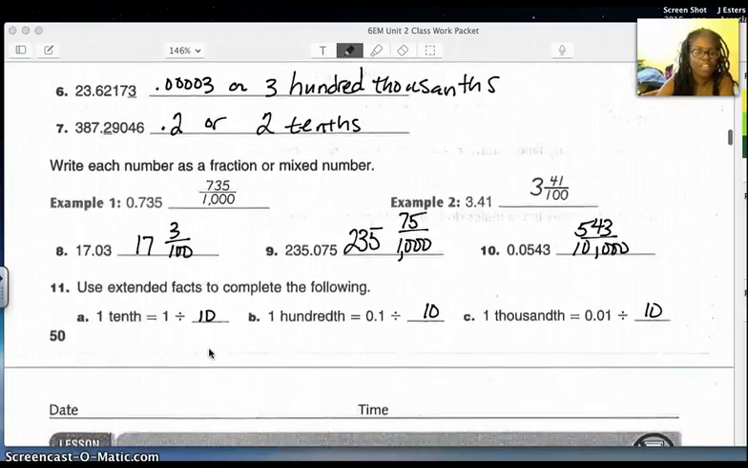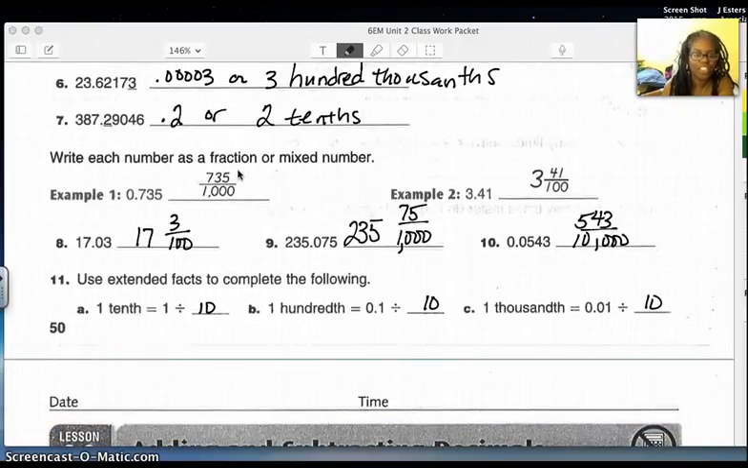This next part is really cute to me. I like fractions and I like working with them. And I want you to read this number before you even look at this. When you read this number, you say 735 thousandths. And so we write exactly what we say. So when you know how to say a decimal, you can write the fraction really easily. So 735 over 1,000 is 735 thousandths.